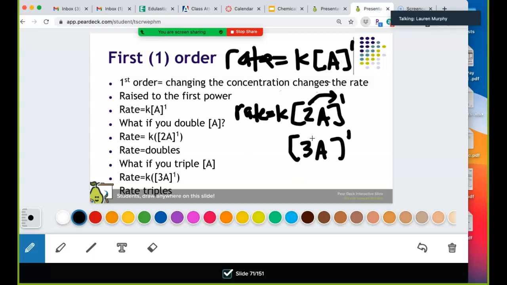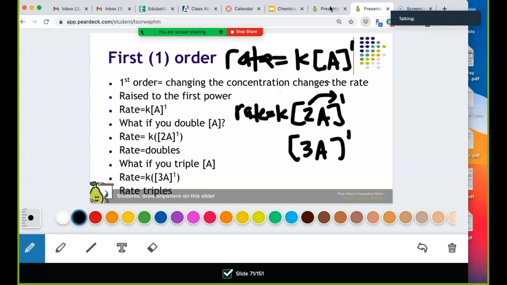What if I quadruple it? The rate would quadruple. What if I change it by a factor of 10? The rate would change by a factor of 10. Meaning if something is first order, whatever you do to the concentration, the same thing happens to the rate. If I decrease the concentration in half, the rate will decrease in half because it's first order. That is how first order reactants affect the rate. Whatever happens to the concentration, the same thing happens to the rate if it is first order.